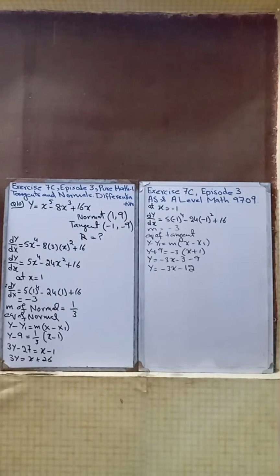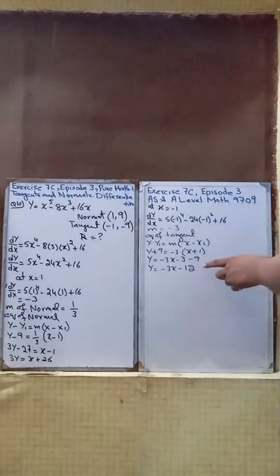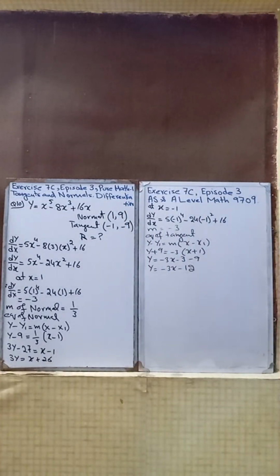So we will find the coordinates of that point. How can you find that? You can solve them simultaneously. This is the equation of the normal, and this is the equation of the tangent. So just solve them simultaneously.